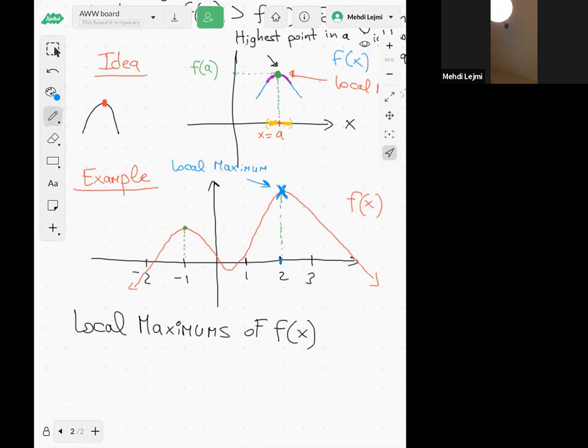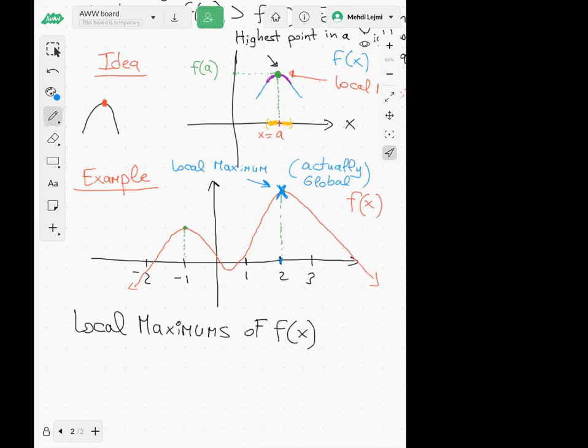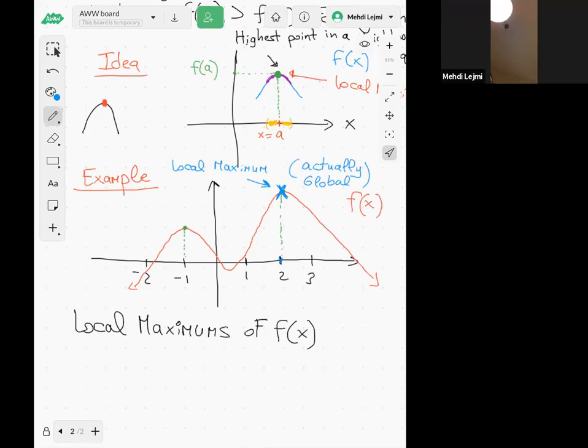It's actually a global maximum, because it's the highest point of the graph. And now we also have another local maximum, which is this point here.